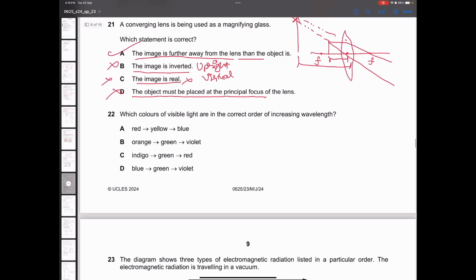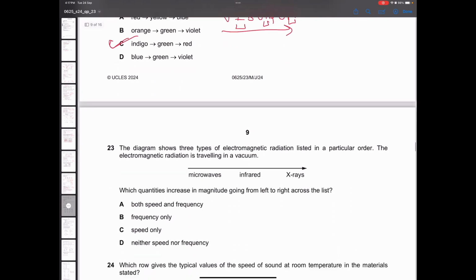Next question. Which colors of visible light are in correct order? We know that VIBGYOR is the increasing order of wavelength. So, indigo, green, red. Option C is the correct one. You can check it. You can try with all of them. Only option C will be the correct one. Red has the highest wavelength.